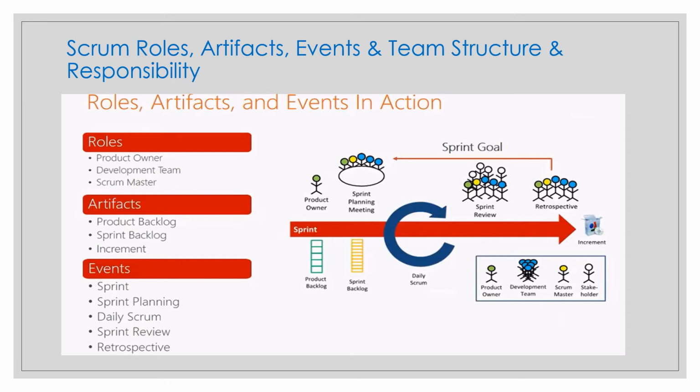And a sprint could be cancelled if the sprint goal becomes obsolete, even though it is very rare. A sprint can be cancelled if the sprint goal becomes worthless and obsolete. Only the product owner has the authority to cancel the sprint. So what are the remaining events?